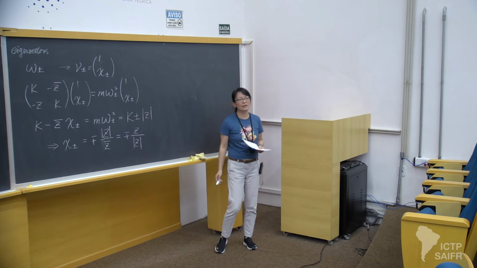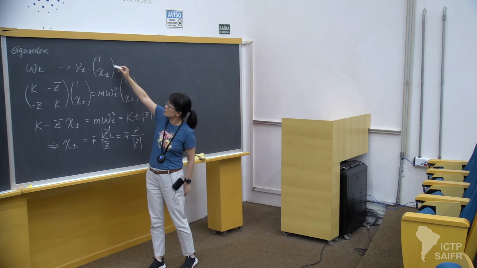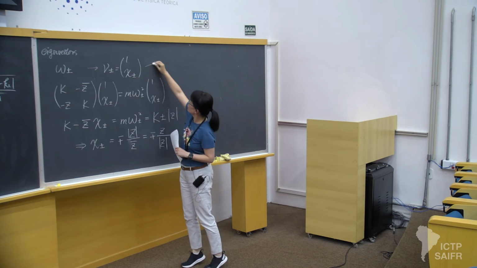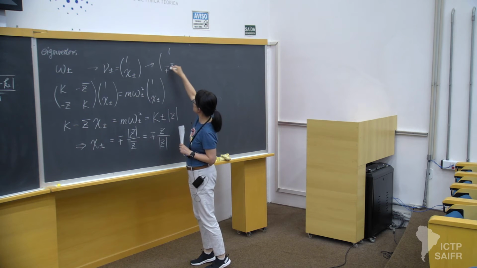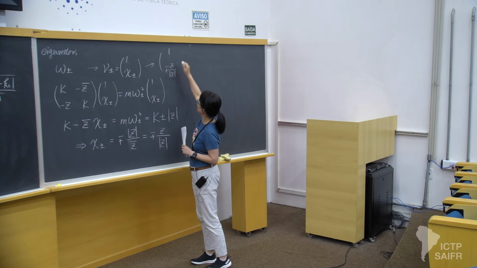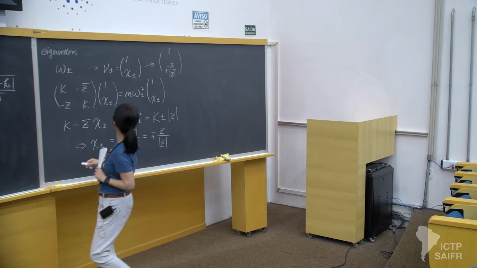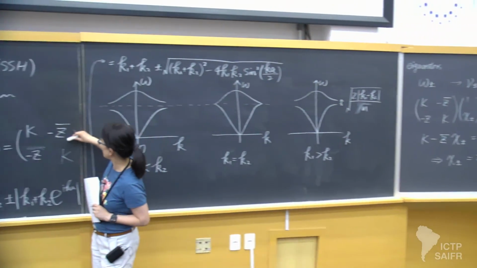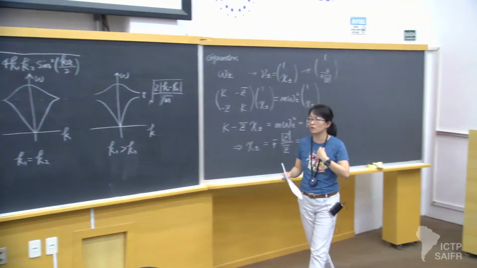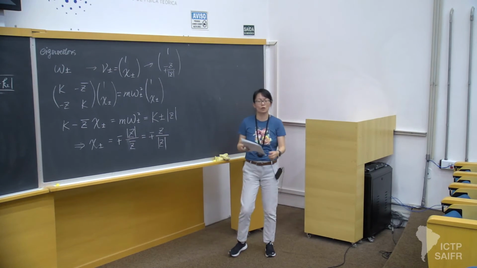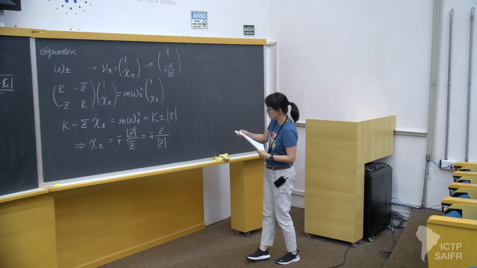So this is a particularly simple result, right? You see that the eigenvector is such that you have 1 and plus minus Z over Z mod, okay? So the eigenvector is just controlled by this off-diagonal value of Z. There is a simple relation between the eigenvector and that off-diagonal component of the dynamical matrix. And then what do we learn, right?